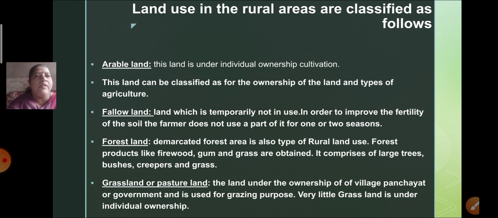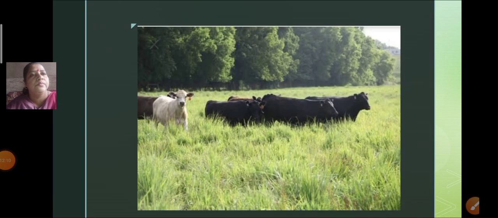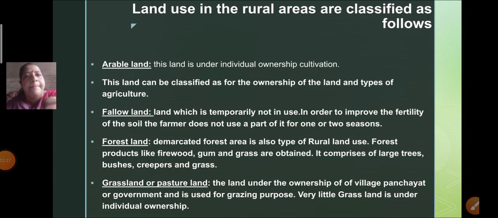So how is the land use classified in the rural areas? Arable land, fallow land, forest land, grassland or pasture land. I hope children you all have understood till here. You can see over here the grassland or pasture land. So this is what we have learned today, the classification of rural land use.